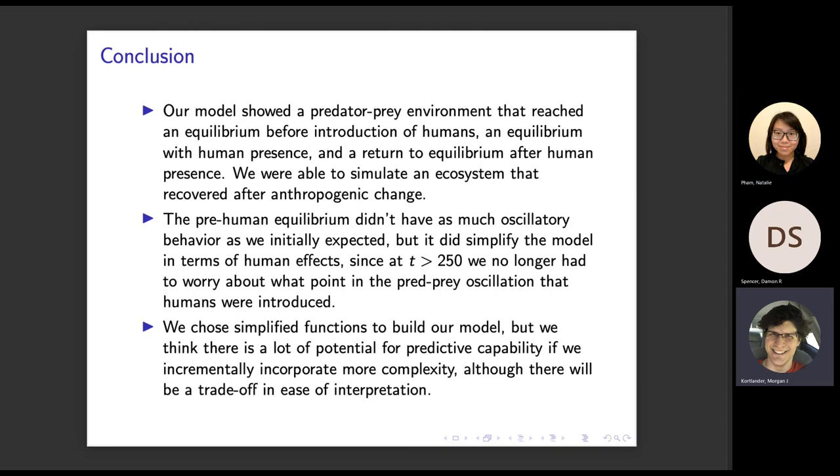And we chose a simplified model, but we think there's a lot of potential for predictive capability if we incrementally incorporate more complexity, although there will be a trade-off in the ability to interpret the model.